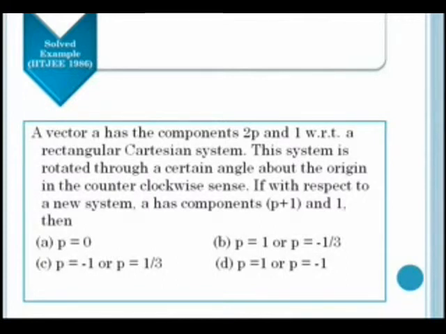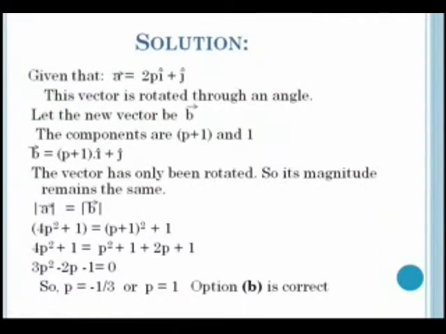So in this problem it has been given that a vector A has the components 2p and 1 with respect to the rectangular Cartesian system. Now we rotate this Cartesian system anticlockwise through a certain angle about the origin. Of course this system has been rotated, so this vector A with respect to the new system has the components p plus 1 and 1, and we have to find the value of p, given the 4 options. So let's look at the solution of this.